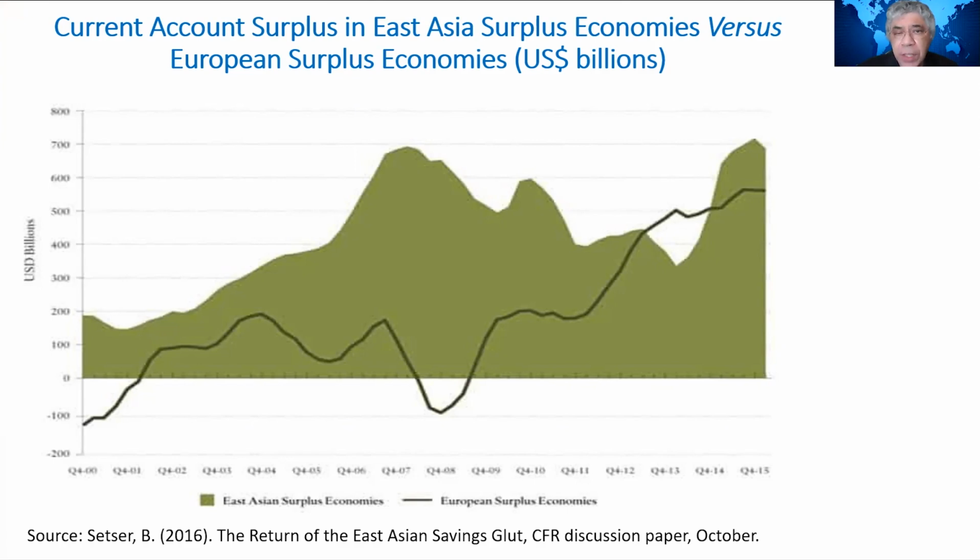And as you can see in the chart, Brad Setser, then from the CFR, the Council on Foreign Relations, called attention to how the six major East Asian surplus economies, China, Japan, South Korea, Taiwan, China, Hong Kong, China, and Singapore, had reversed their post-global financial crisis surplus declines. And by 2015, they were topping even the Eurozone, as you can see. So to some extent, the era of global imbalance is not entirely over, even if with different global magnitudes.